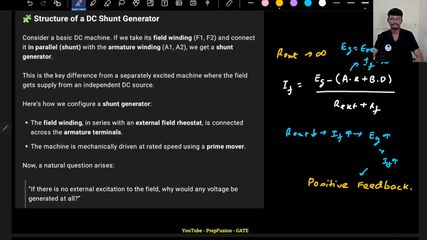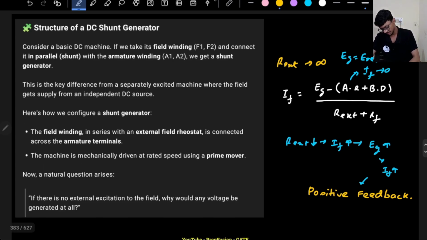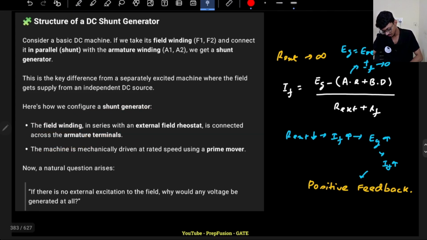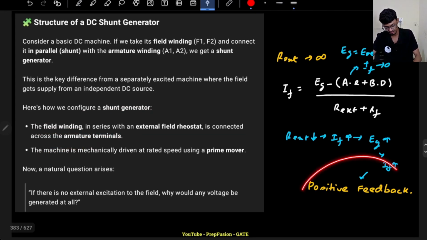Okay, just like a positive feedback. So here's how we configure a shunt generator. The field winding in series with the external field rheostat is connected. The machine is mechanically driven at rated speed. So slowly the R external will reduce and the voltage buildup process will happen.